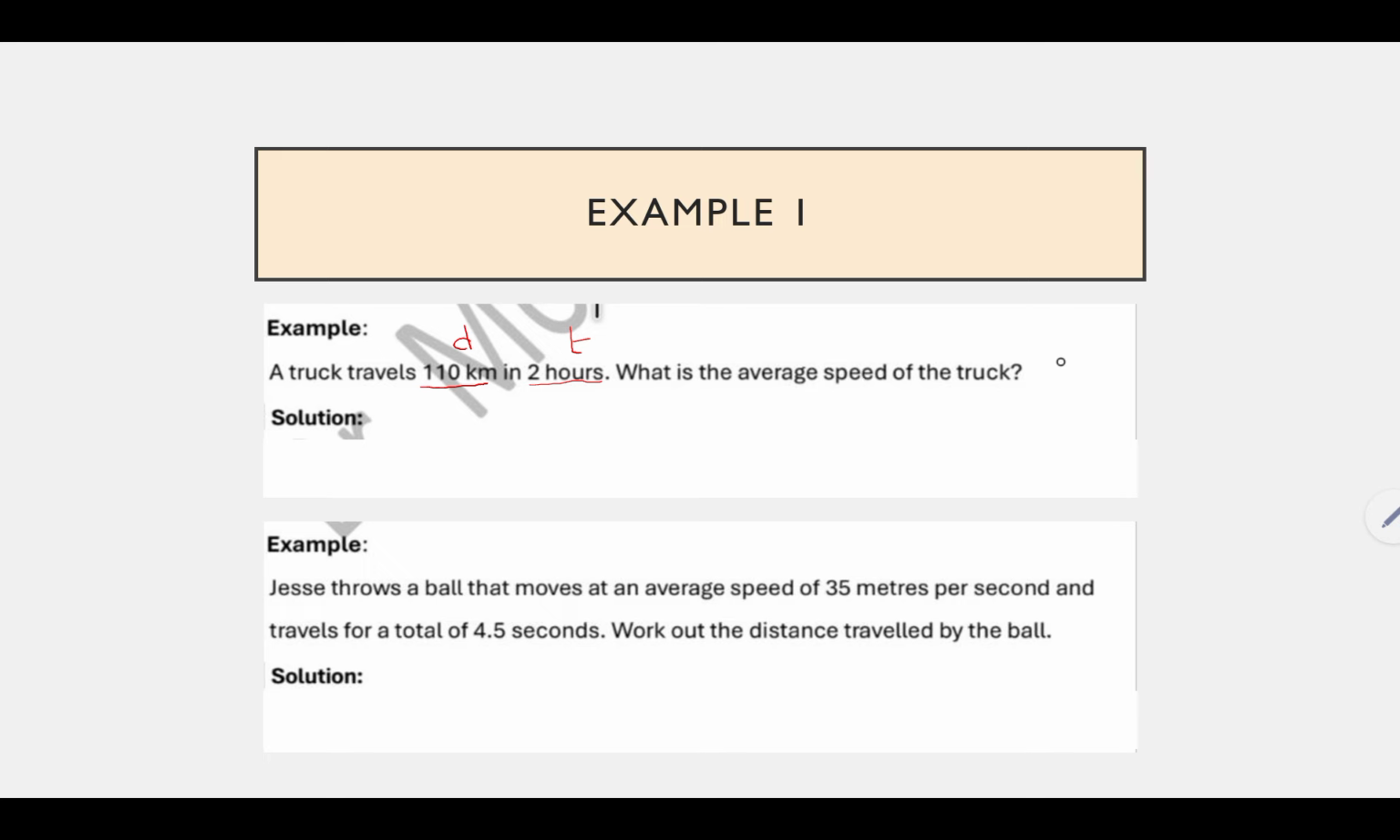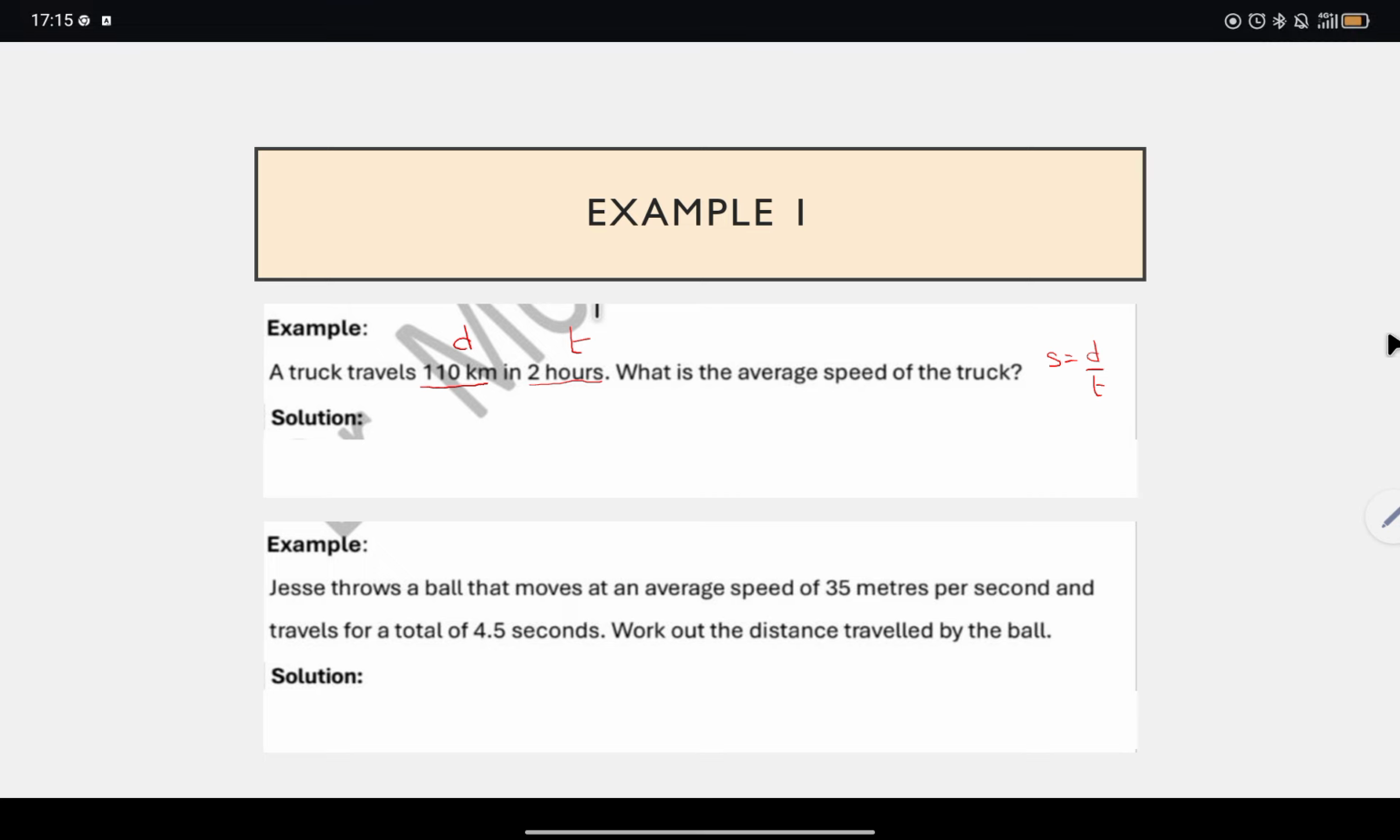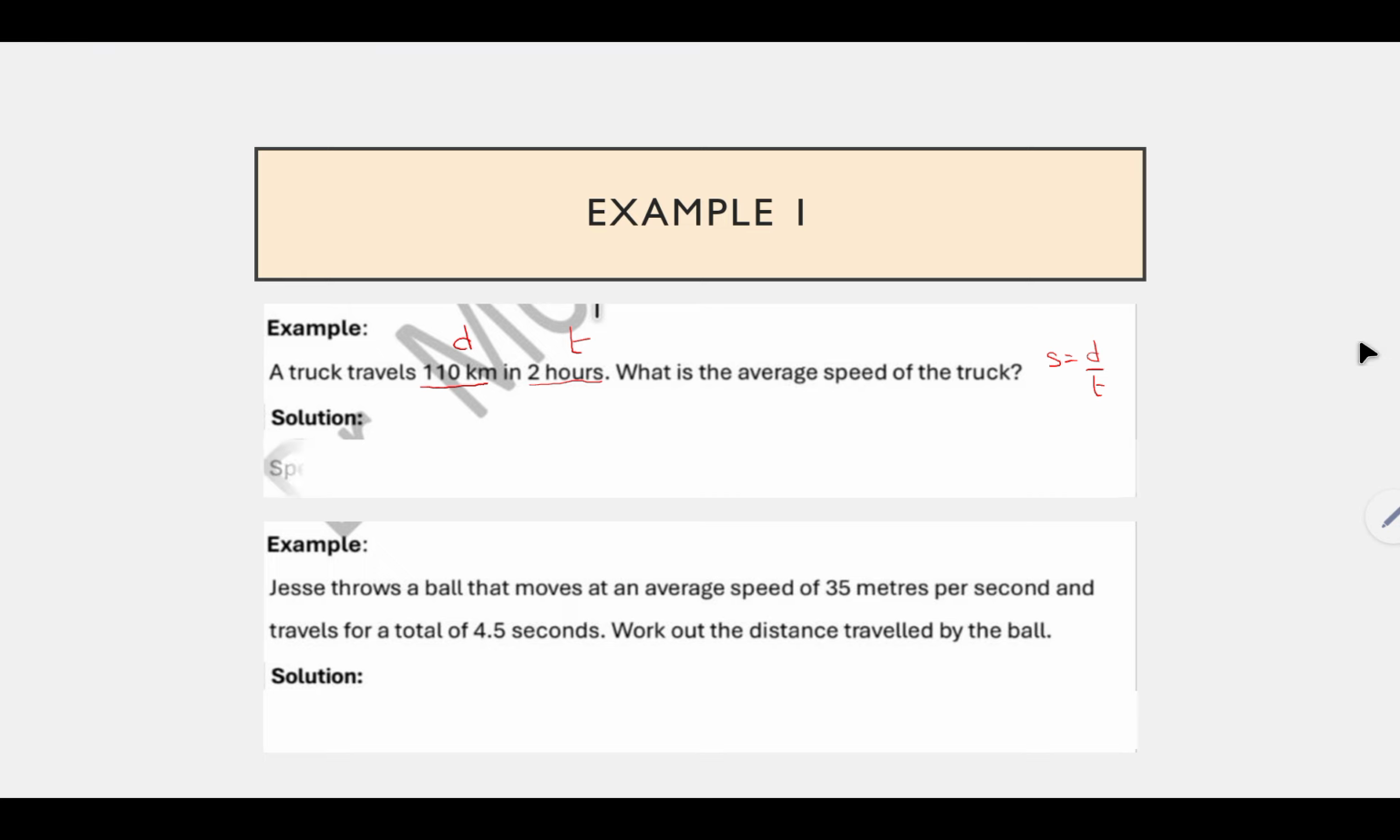Okay, using my equation, speed is distance over time. We're going to put distance as 110 over my time, which is 2. So speed equals distance over time equals 110 over 2 equals 55. Never forget the unit. 55 what? My distance was in kilometers, so that's kilometers. My time was in hours, so that's kilometers per hour.